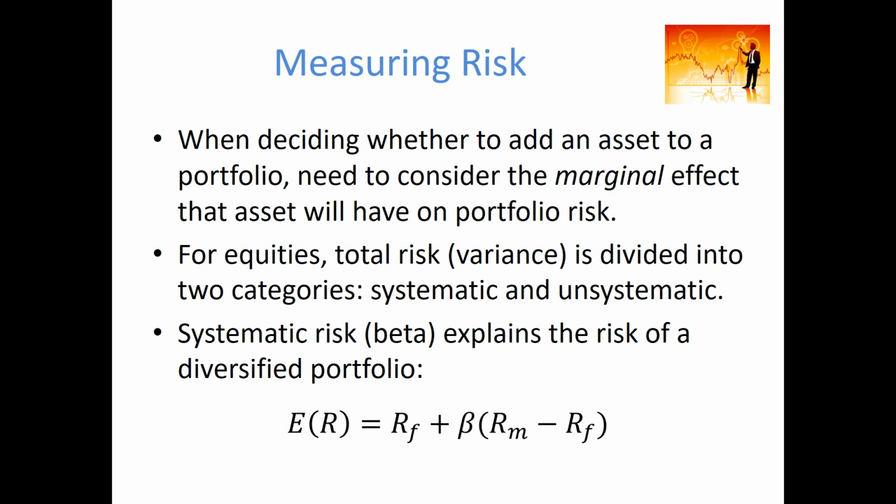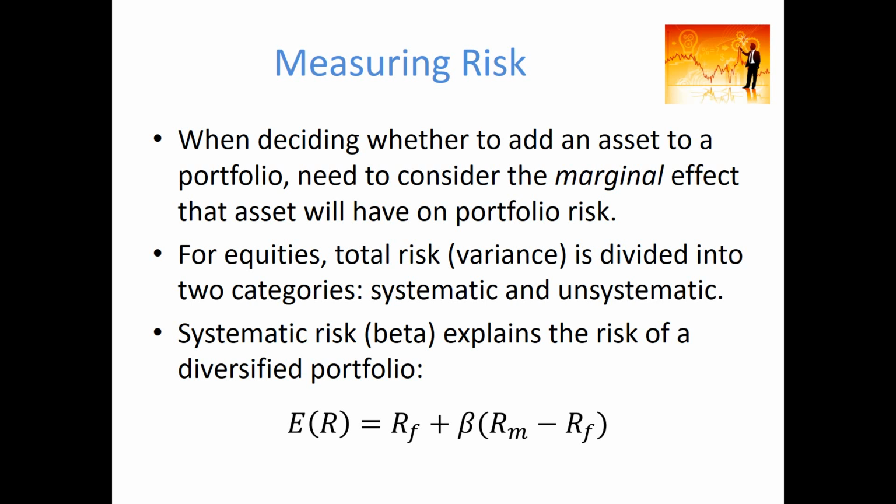We know that the risk of an asset is divided into two categories: systematic risk and unsystematic risk. Unsystematic risk is the firm-specific risk. It is associated only with the particular asset, and it can be eliminated through diversification. Systematic risk, on the other hand, is a measure of exposure to markets, so it explains the risk of a diversified portfolio. This component of risk cannot be eliminated through diversification, hence it gives us a measure of the marginal effect that the asset will have on a portfolio.